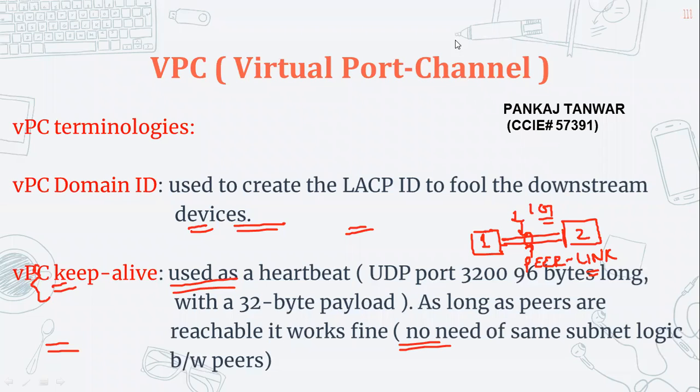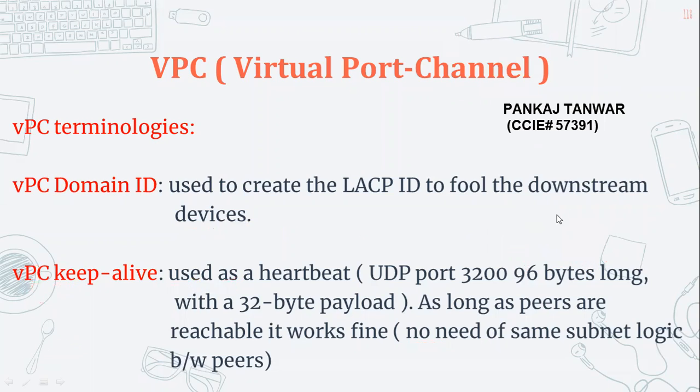Okay, so VPC domain ID. Let me clear the drawing. So VPC domain ID. Whenever you configure the VPC, the very first step is to enable the feature, right? In Nexus, if you're familiar with the Nexus technology, there are a lot of features that are not enabled by default. So you must give the command and enable the feature first, right? So when we form the VPC, the very first step is the VPC domain ID.